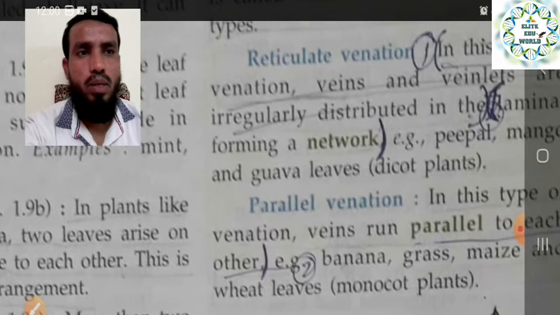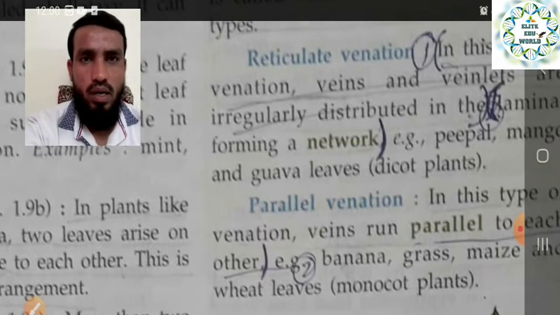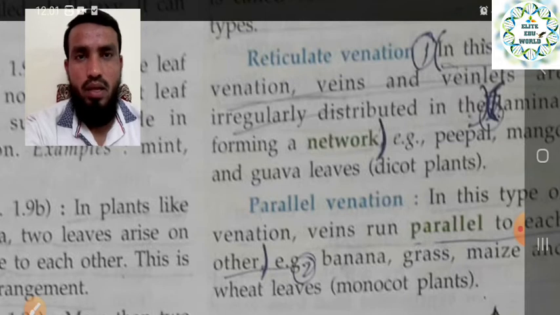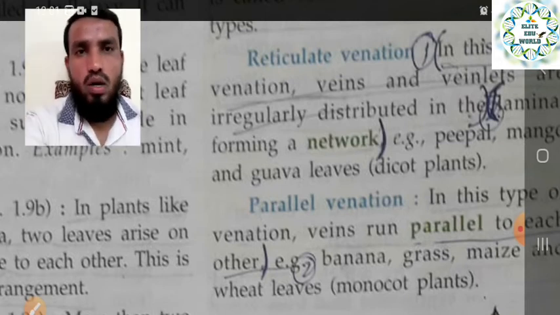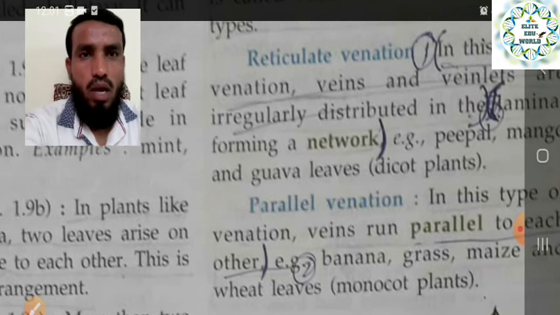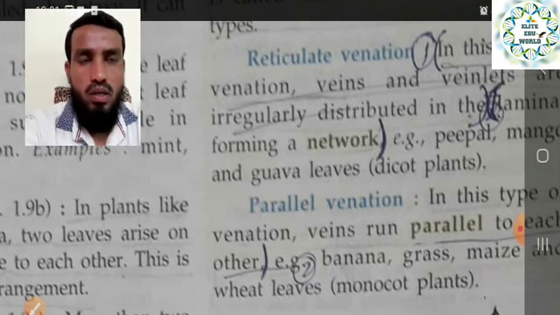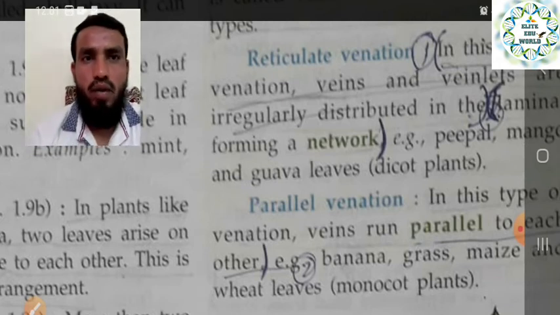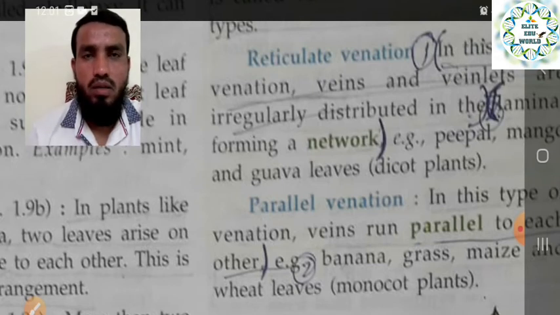Examples are peepal, mango, guava, which are the leaves of dicot plants. And what is meant by dicot? The seed of the plant has two cotyledons, two coverings, or the seed can be divided into two parts. So dicot plants have reticulate venation, which is the irregular distribution of the veinlets in the lamina.